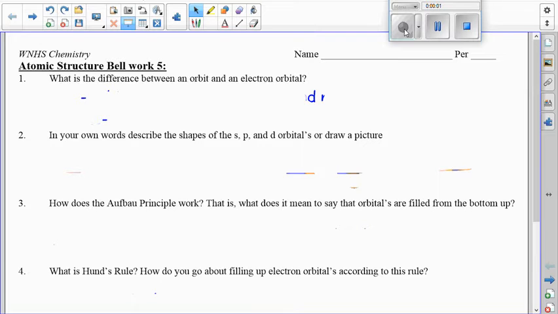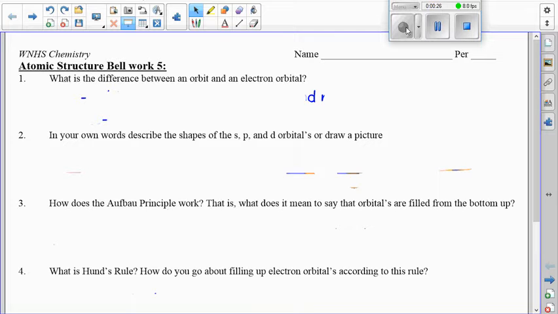I want you guys to go ahead and work on atomic structure bell work number 5. This has some review, some of the orbital stuff, and there's some orbital diagrams on the back, the little bubble charts. So go ahead and knock this out for several minutes, and then we're going to get cooking on some new stuff, and I'll give you guys the plan for this week and next. So work on atomic structure bell work number 5, please.